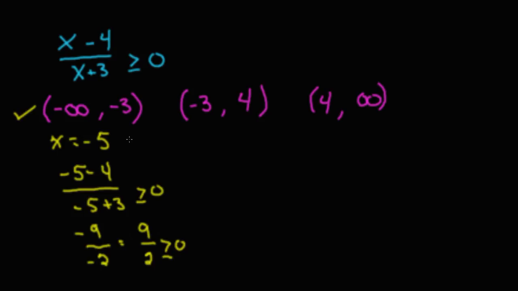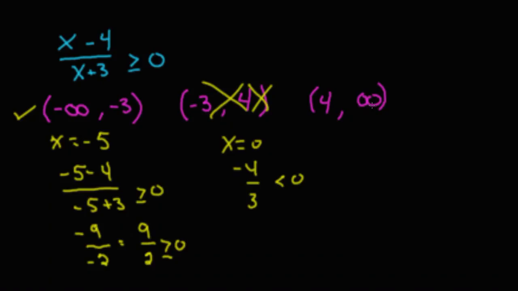Well, now we've got negative 3 to 4 that we have to test. So, the obvious number that falls in that range is 0. So we can test that and say, okay, if x equals 0, then we get a negative 4 over 3, and that is not greater than 0. So that is not in our interval.